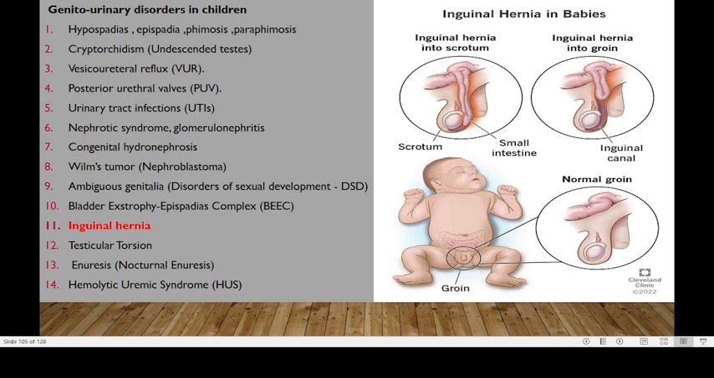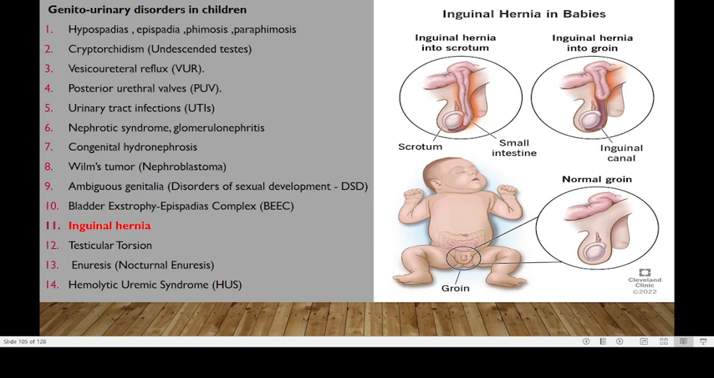Ladies and gentlemen, that's all about bladder exstrophy epispadias complex, big condition. These are congenital disorders. You pause the video and attempt the free quiz on that.